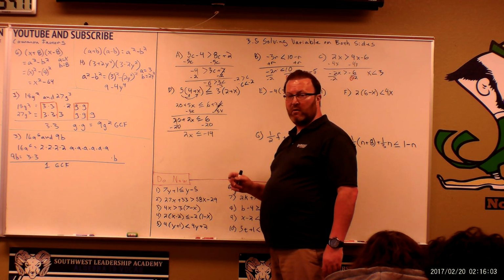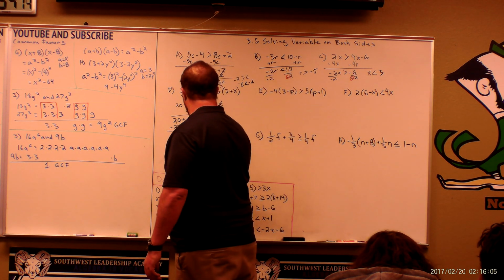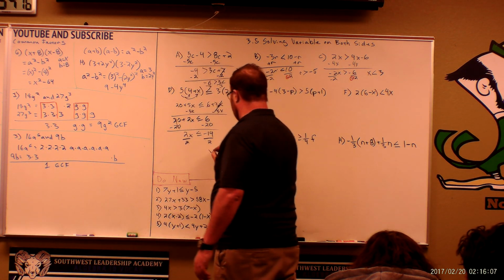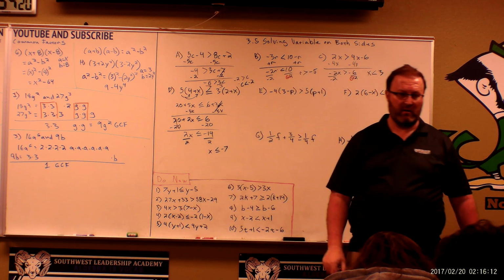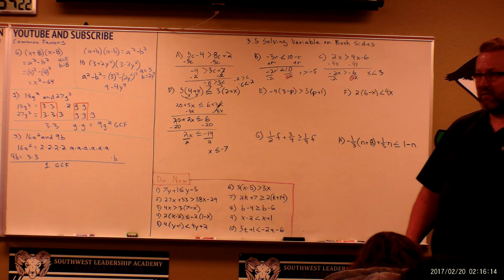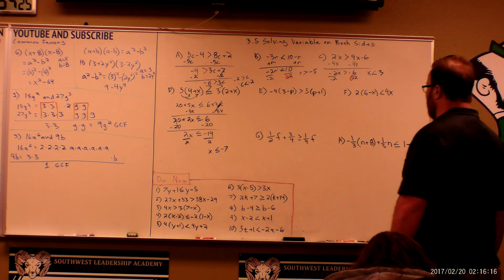Okay, Padilla, drive me home now. What do I do now? Divide by 2. Very good. Divide by 2. And divide by 2. What's my final answer? Negative 7. Very good. Any questions on this one? No. Are you guys seeing the pattern? All the rules are the same.